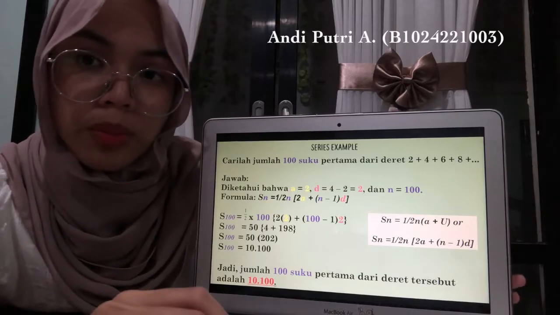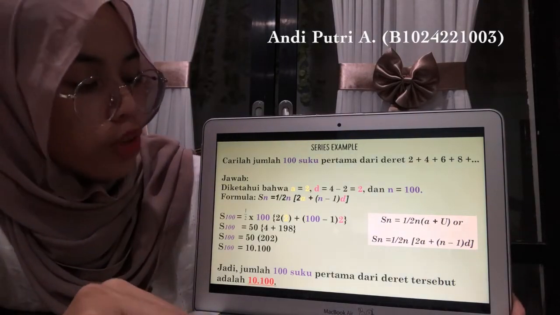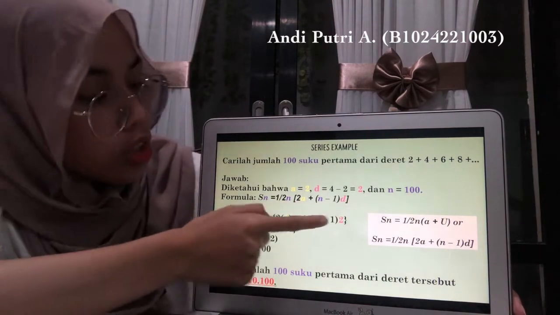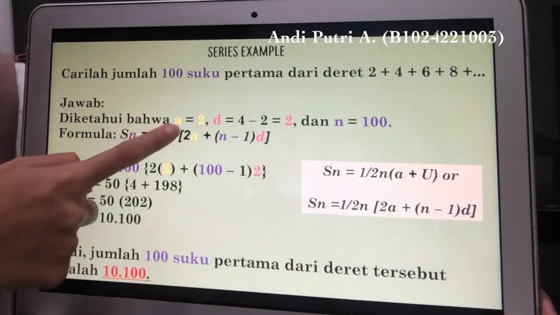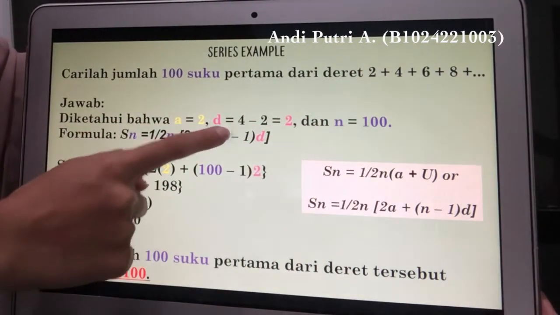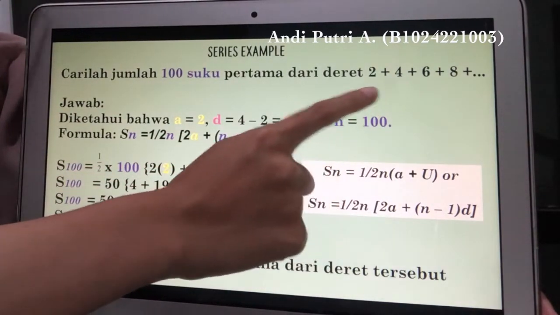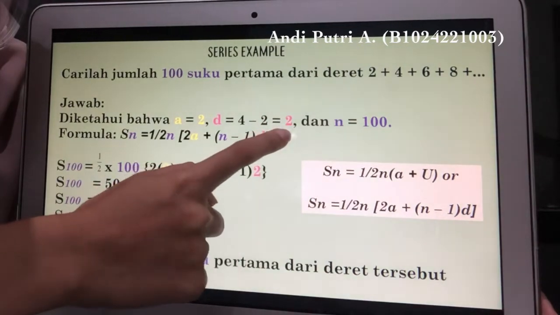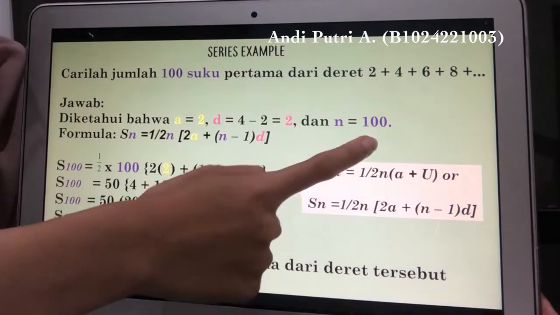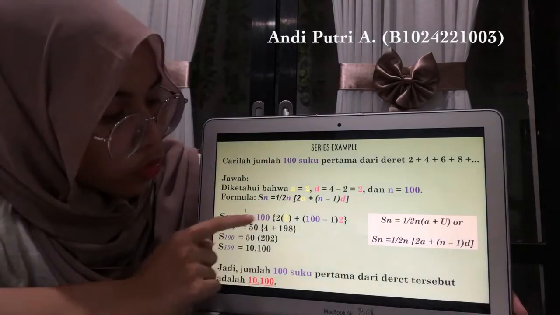Before we use the formula, we have to know which one is n, which one is the a, and which one is the d. So the a here is 2 because 2 is the first term, and then d, or difference, is 2 because 4 minus 2 is 2. And then the n here equals 100. And then we can insert all of this into the formula.